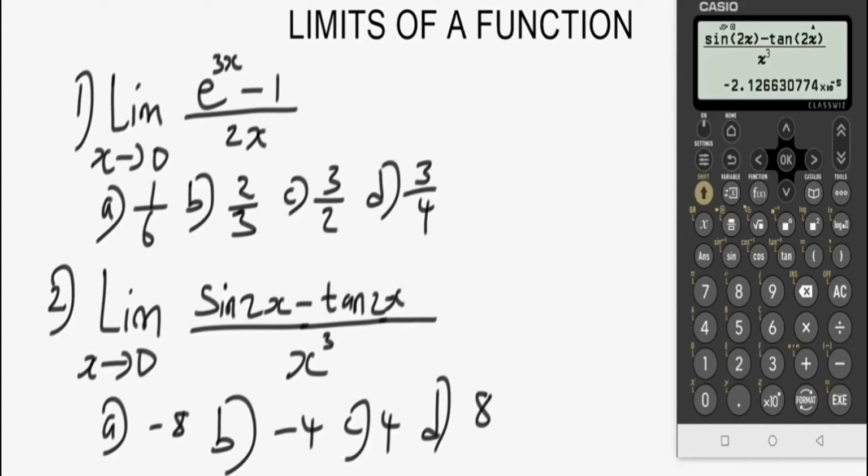By so doing, you will be sure that you'll be getting the right answer, whether you meet a trig identity question or not. Alright, so that's it for this video.